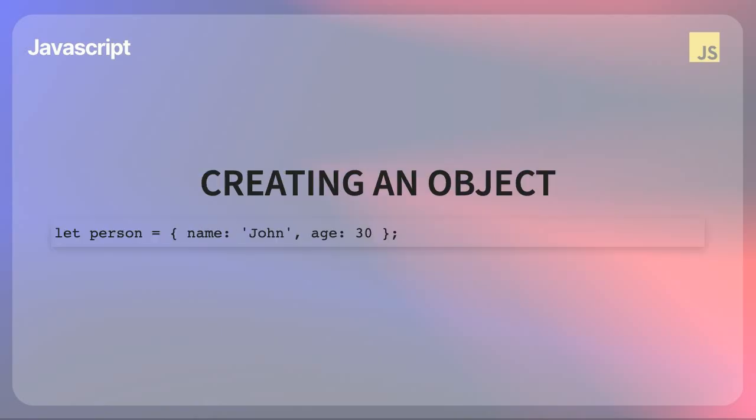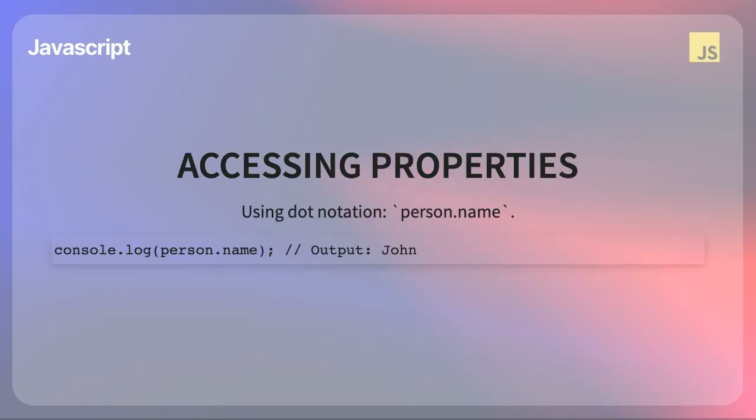Now that we've covered some basics, let's learn how to create a JavaScript object. We can use the literal syntax or the object constructor. To access a property in an object, we use the dot notation or bracket notation. Let's see how it works.